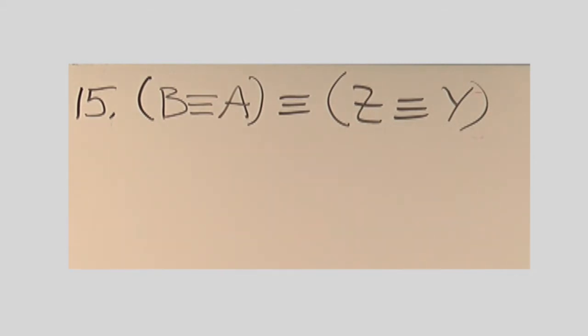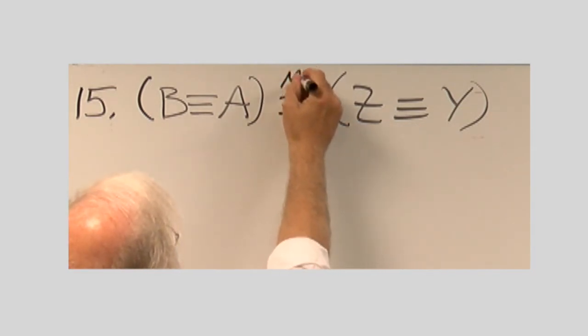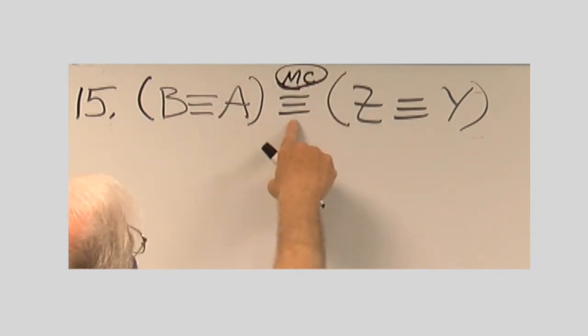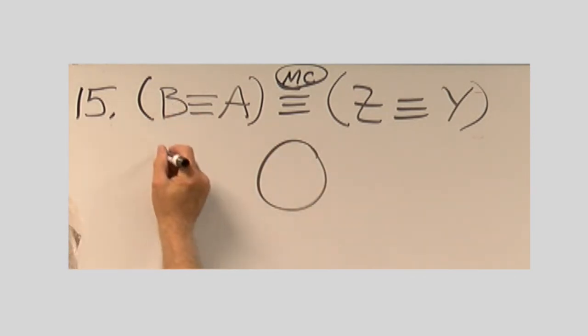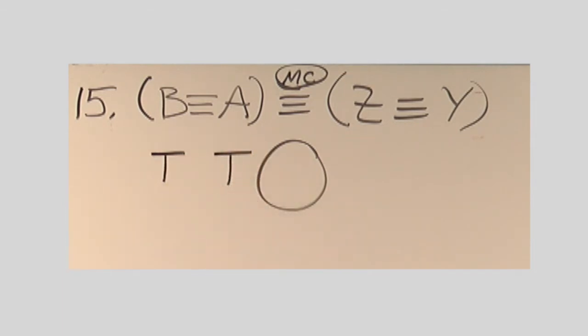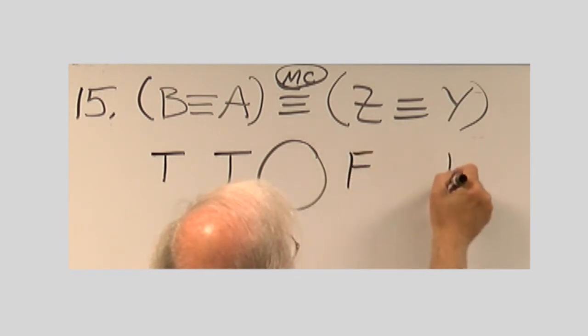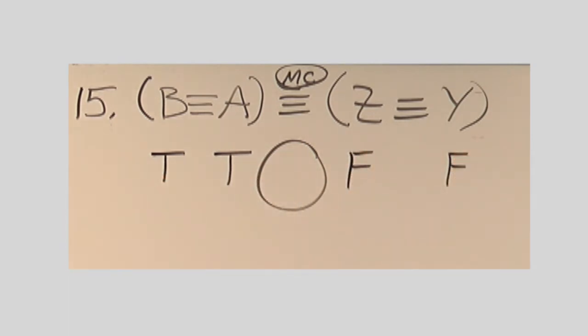How are we going to do this? Well, with the longer expressions, sometimes it's helpful or even necessary to say, I'm going to identify the main connective first. It's this guy. So here's where my answer is going to occur. And put a big circle under where your answer is going to occur. Then put in what you know. Here you know B is true and A is true. Put in T's under them. You know that Z is false and Y is false. Put in F's under them.